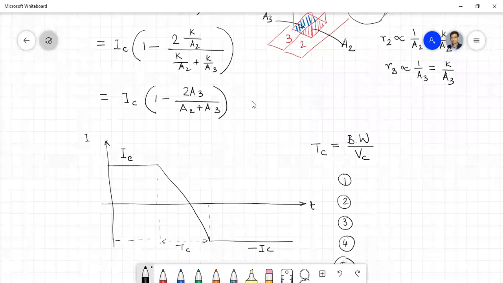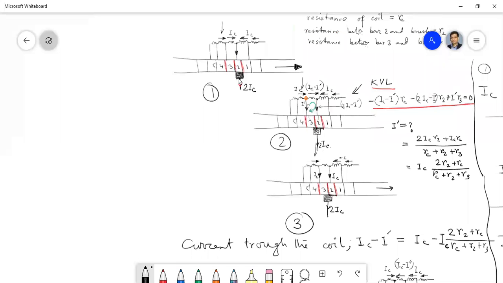Sir, initially A3 equals 0. So for position number 1, where the brush is totally in contact with 2, there is no contact with 3. Okay, so that means A2 has some finite value, but A3 is 0, isn't it? So A2 has some finite value, but A3 is 0.